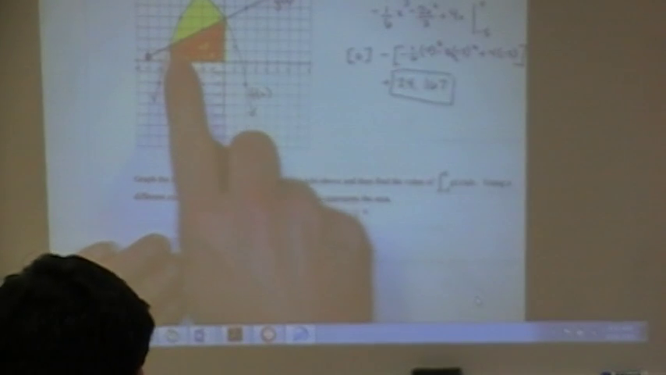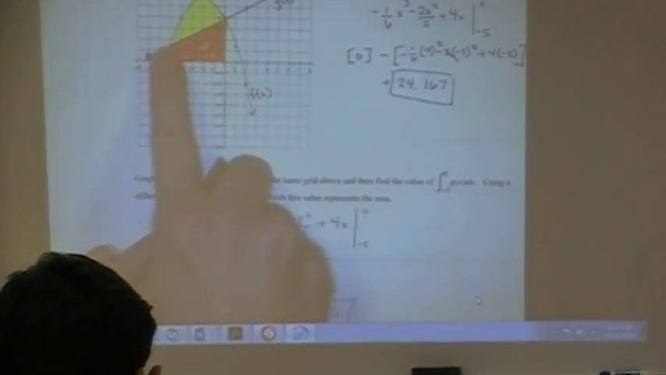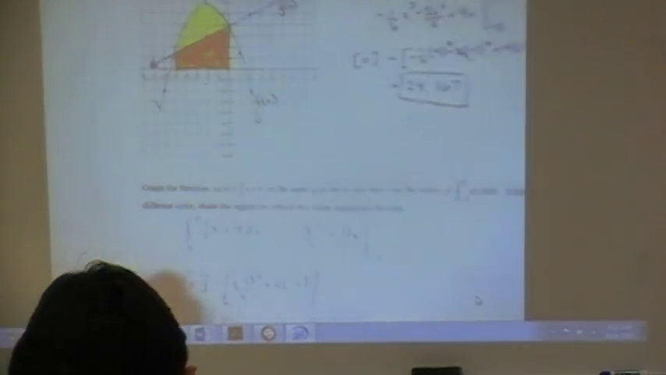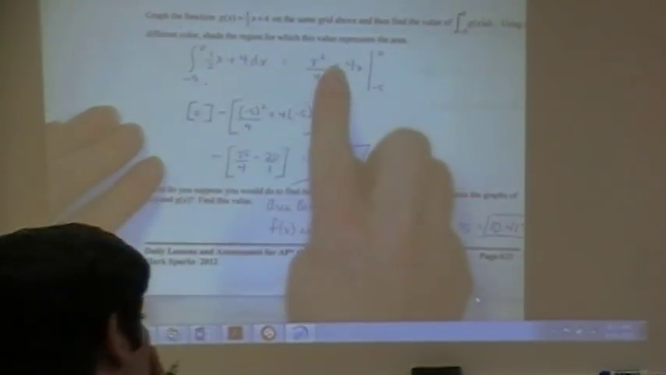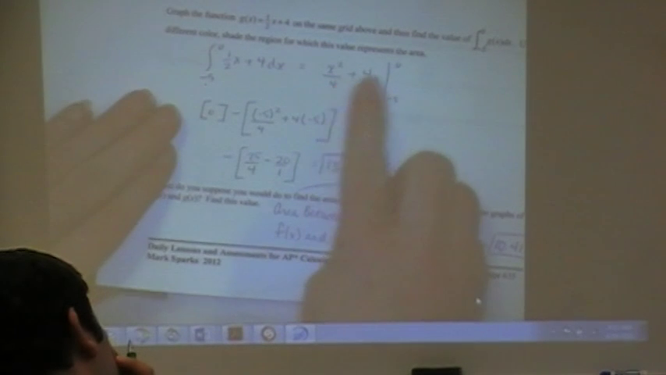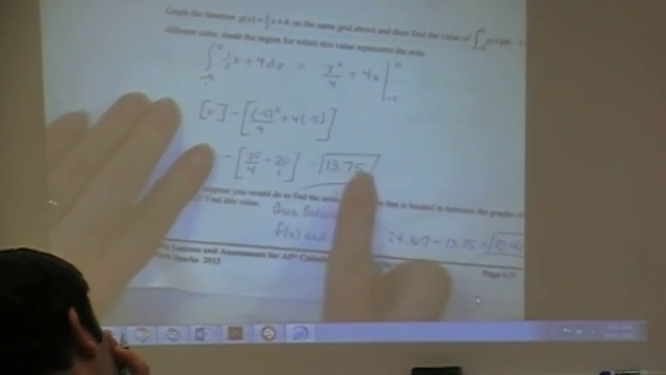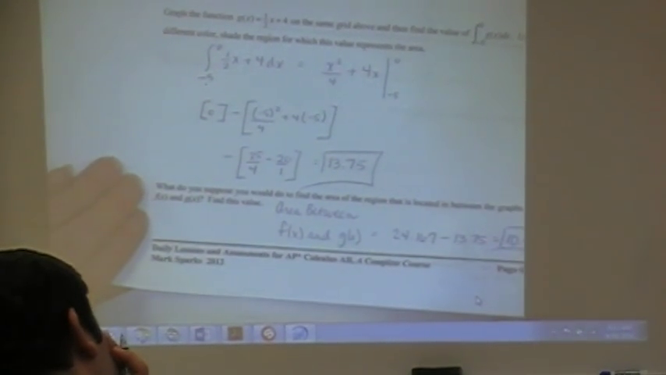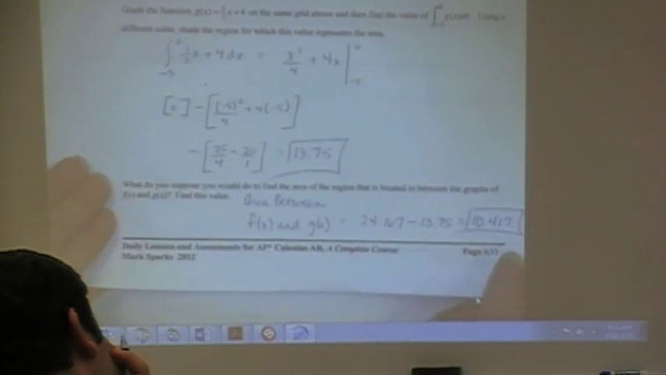Then we graphed the linear function, 1/2x plus 4, right here, on the same grid. We did the area under that curve from -5 to 0, which is where this orange trapezoid comes from. We could have found it as the area of the trapezoid, but we actually found it by finding the antiderivative and plugging in 0 and -5. We got 13.75.